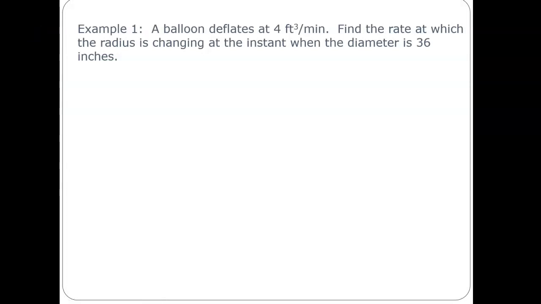So, a balloon. A balloon, for the purpose of calculus, is always going to be considered a sphere. A balloon deflates at 4 cubic feet per minute. Find the rate at which the radius is changing at the instant when the diameter is 36 inches.